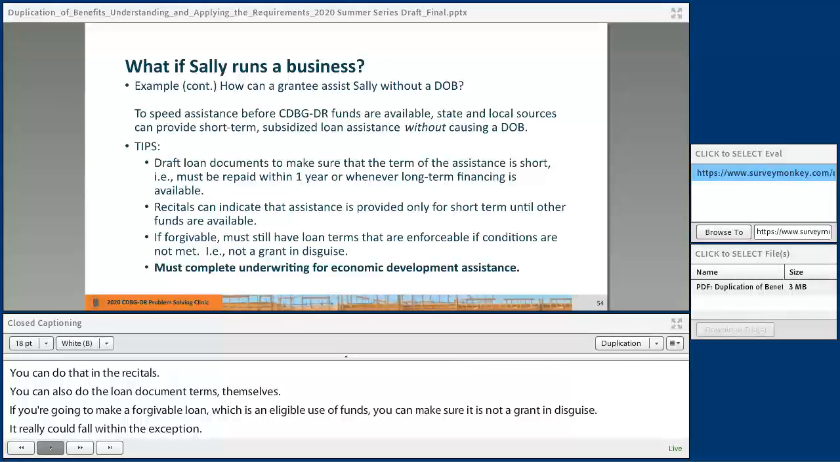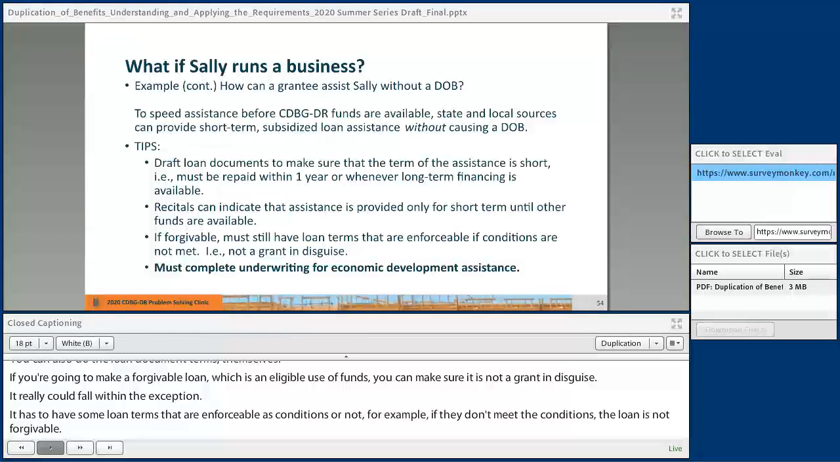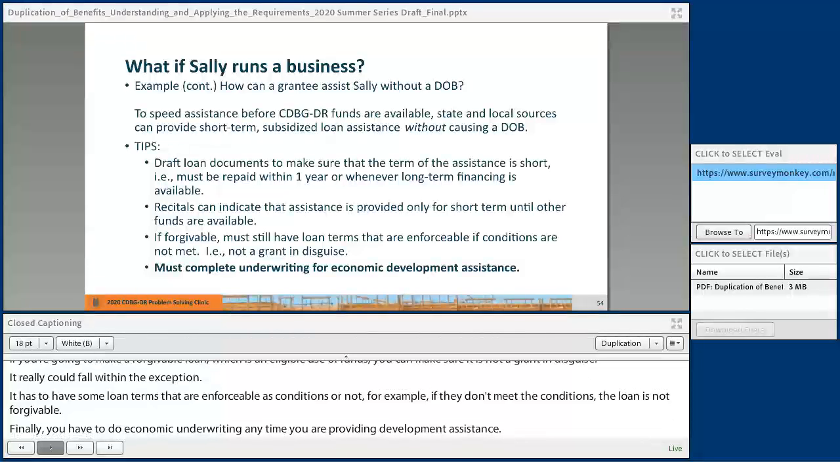And then finally, you have to do economic development underwriting anytime you're providing special economic development assistance. And this is something that Congress actually required, as a requirement of all CDBG-DR special economic development assistance under the annual program and under the CDBG-DR program in recent years, going back to 2017.